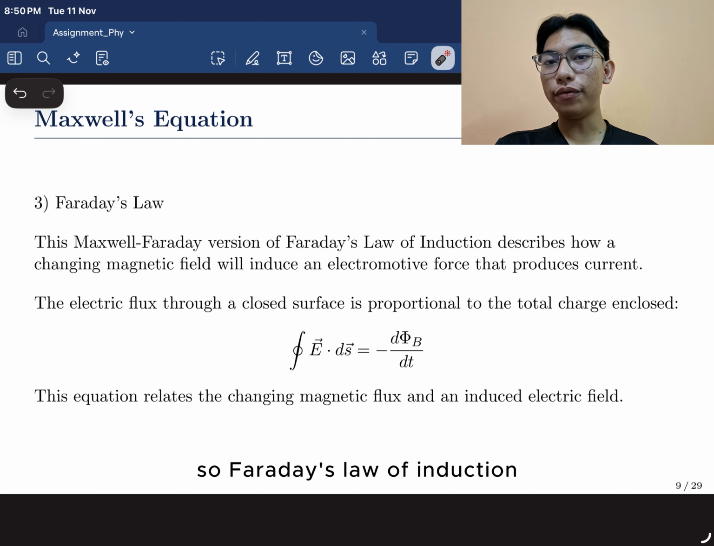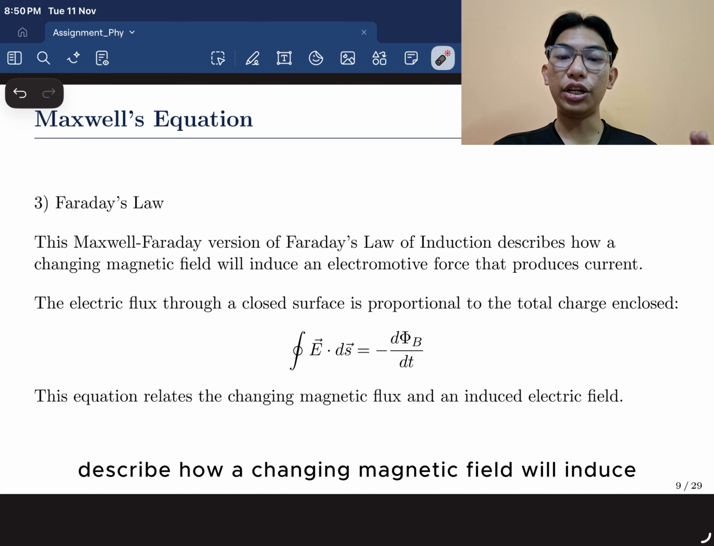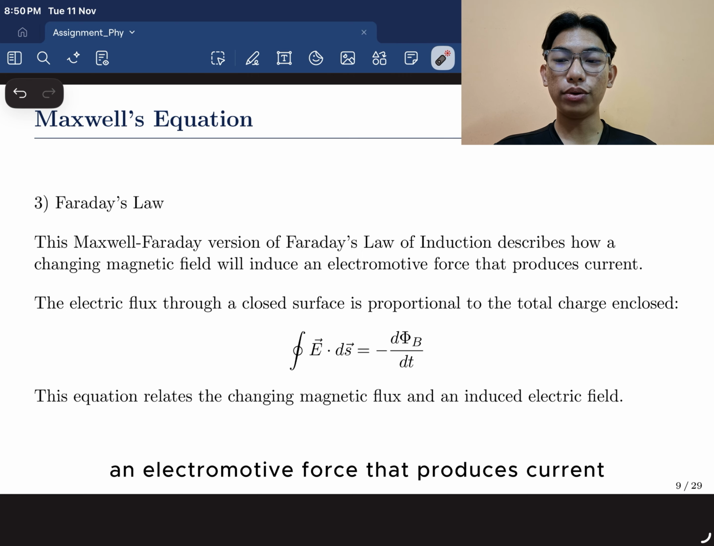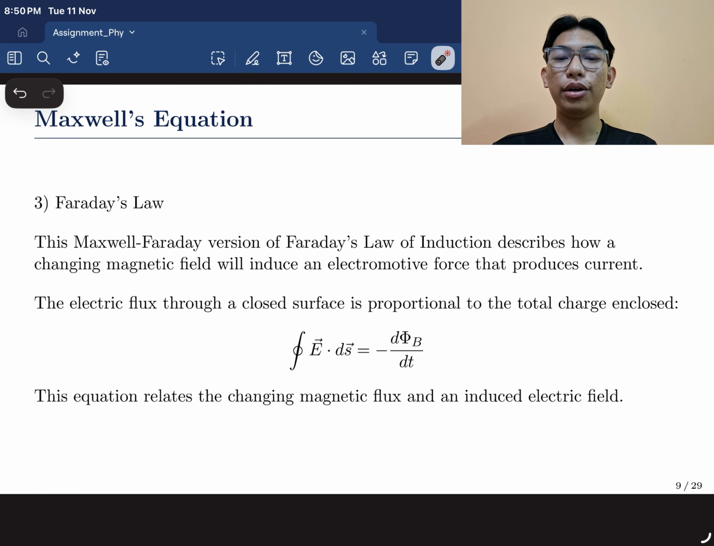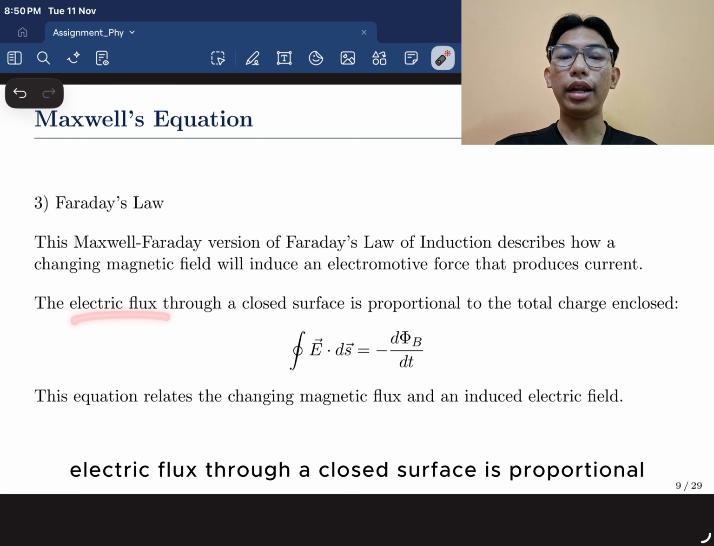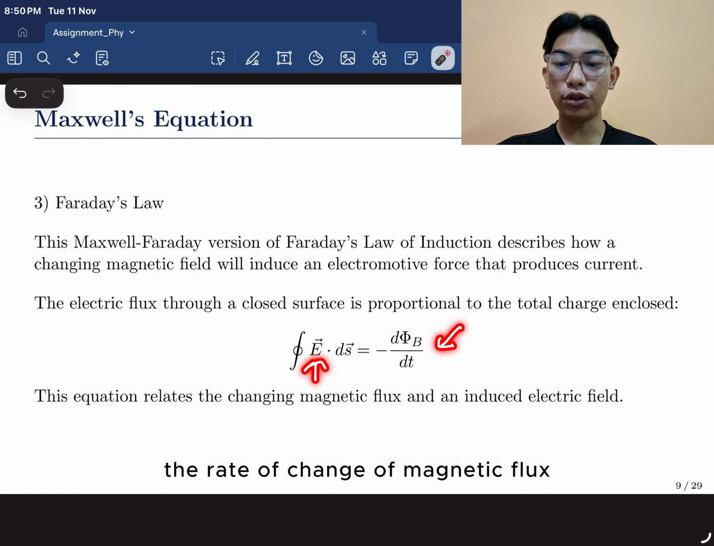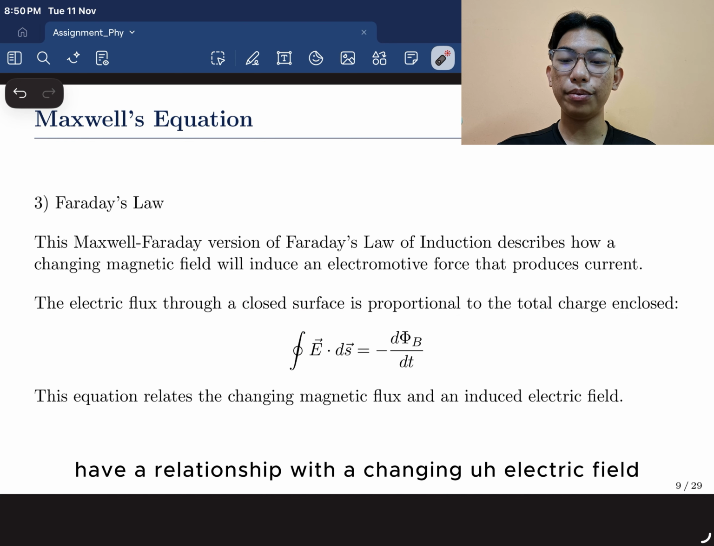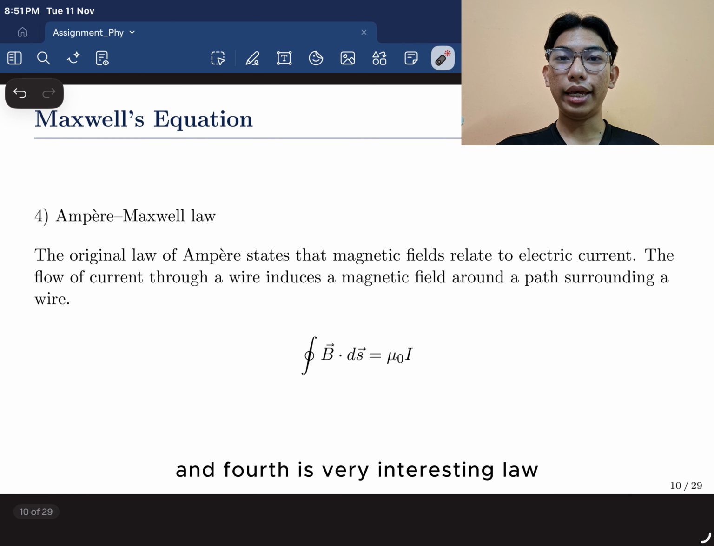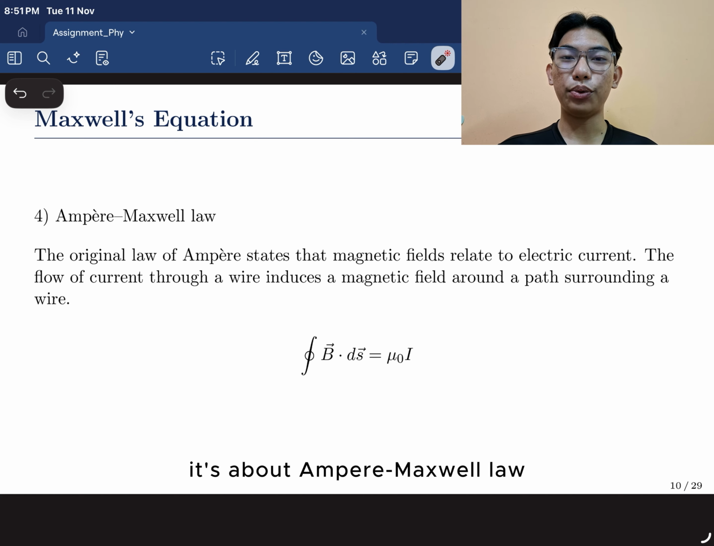And the third law is taken from Faraday's law. Faraday's law of induction describes how a changing magnetic field will induce an electromotive force that produces current. The rate of change of magnetic flux has a relationship with the induced electric field. And fourth is a very interesting law. It's about Ampere's-Maxwell law.